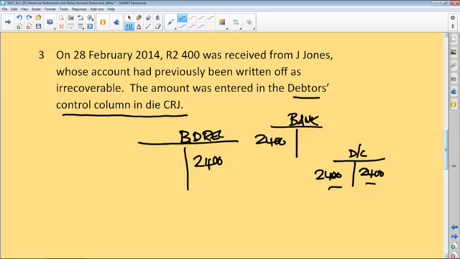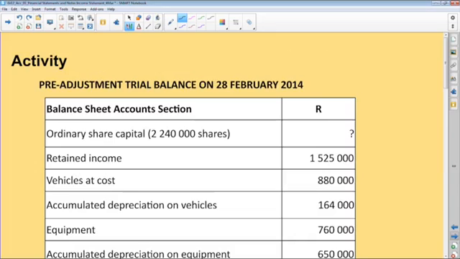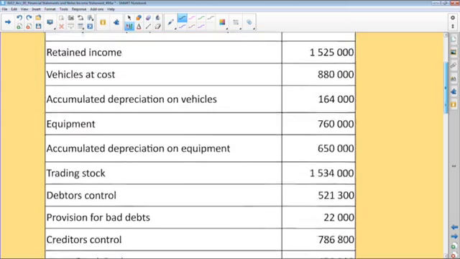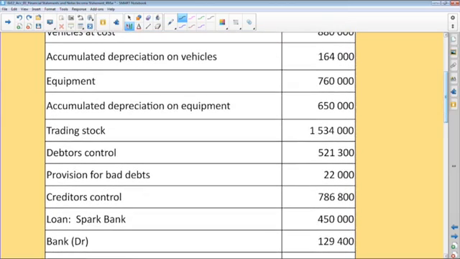A debit to debtors control and a credit to bad debts recovered. In this way, you can clearly see what you've done. You've now corrected the error that was made prior to this year. And you go immediately to your debtors control, remember, and you say debtors control plus 2,400. Remember, you're correcting your debtors control. It's not impacting on your income statement, but it may impact on a future adjustment.